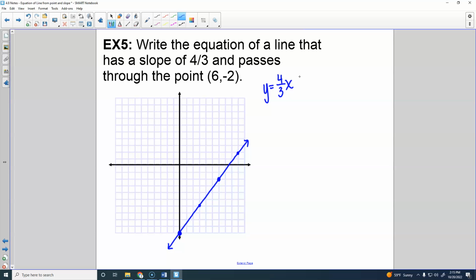Okay, y-intercept. So where this line crosses the y-axis. So look at the graph. Where do we cross? This is our x-axis right here. This is our y-axis. Where do we cross this y-axis? -10. So we'll have -10.